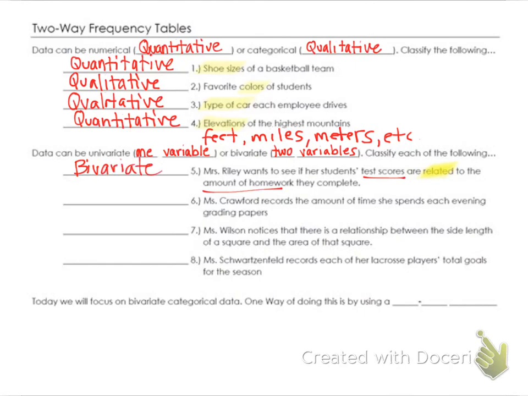So two variables. Number 2, Ms. Crawford records the amount of time that she is spending each evening grading papers. So this is only one thing that she's measuring, so every single day, even though she's doing it multiple times, that would just be considered multiple samples of data. So we're not comparing it to anything. So in this case, we're only talking about time spent, so that would be univariate.